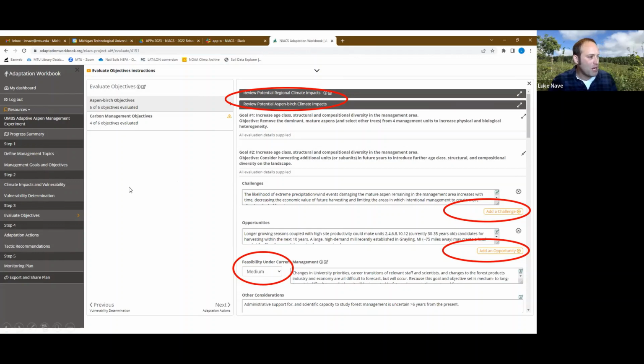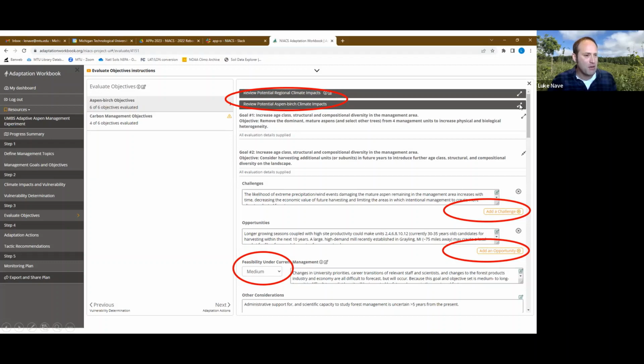Notice that in this particular project, one of the initial management topics we selected was the aspen birch cover type. And then we also chose to add some specific goals and objectives related to carbon management. So that's going to have implications for you if you have multiple management topics at the outset. First, I'm going to show you how to enter challenges and opportunities for your objectives related to that cover type. So over here on this side of the dashboard, you've got your drop down where you can quickly review regional climate impacts by clicking this pop out arrow if you have forgotten what those are or want to consult them.